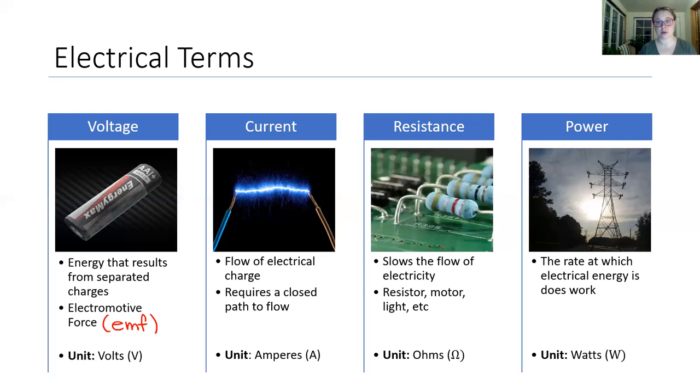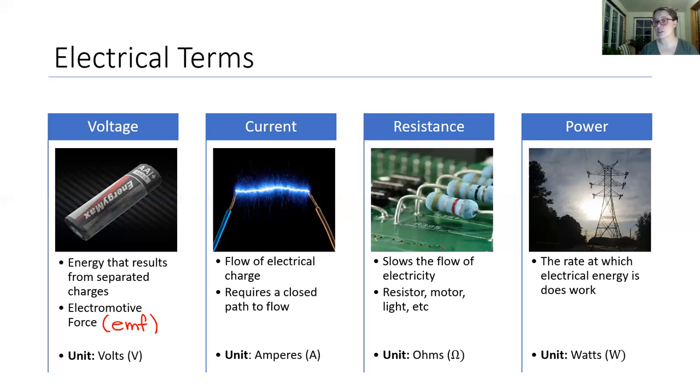Resistance can be caused by multiple things. You can have resistance due to a resistor. You can have resistance caused by the load on a motor. It could be caused by a light. Light bulbs are a form of resistor. So there are multiple different things that can cause resistance. Resistance is anything that's going to decrease current in a circuit, or at least decrease current in a particular section of a circuit.